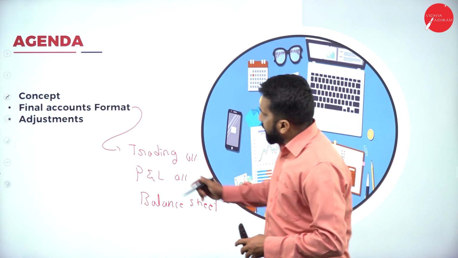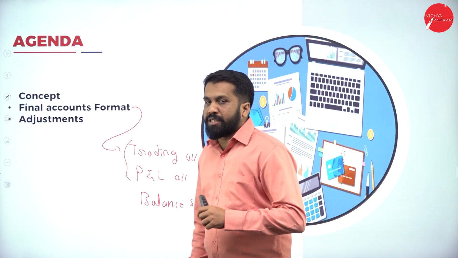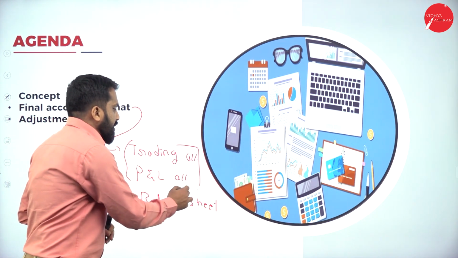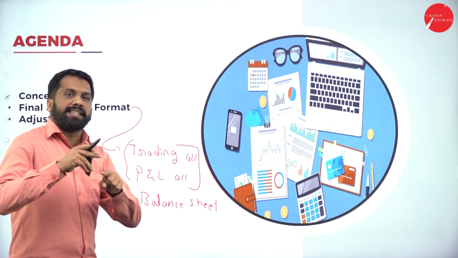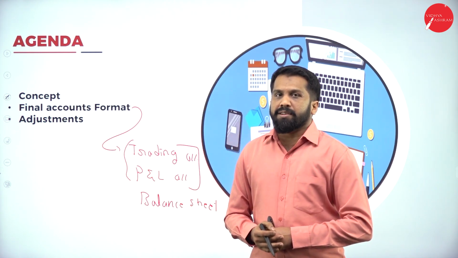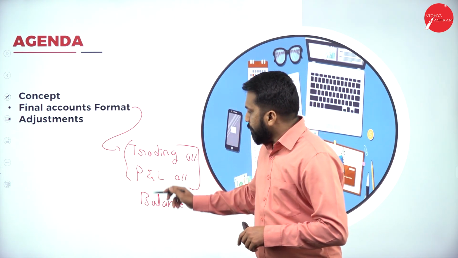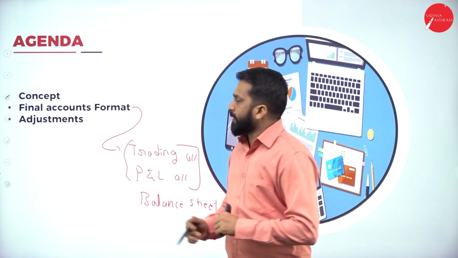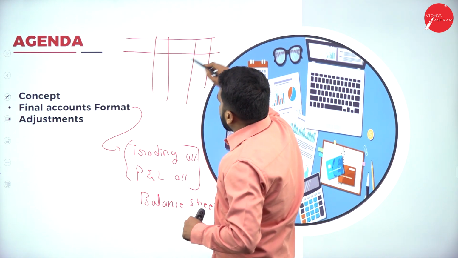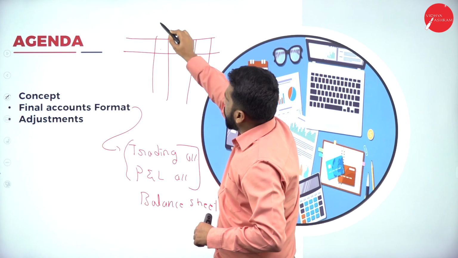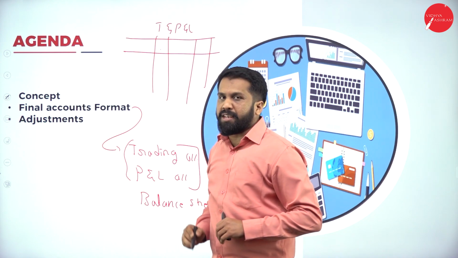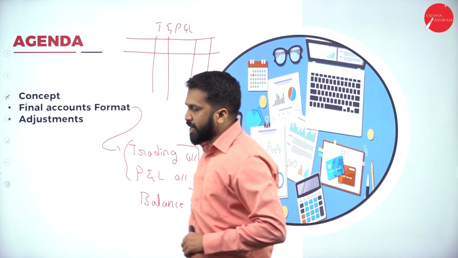Now, so trading and profit and loss account, we do together. Means trading and profit and loss, both we prepare together. Together means what? In a single column, in a single row, we prepare the trading as well as profit and loss. We don't prepare separate column for P&L, separate for trading. Like, if this is your column, like particular amount. This we call it as trading and P&L account. In the same format, we complete trading as well as P&L together.